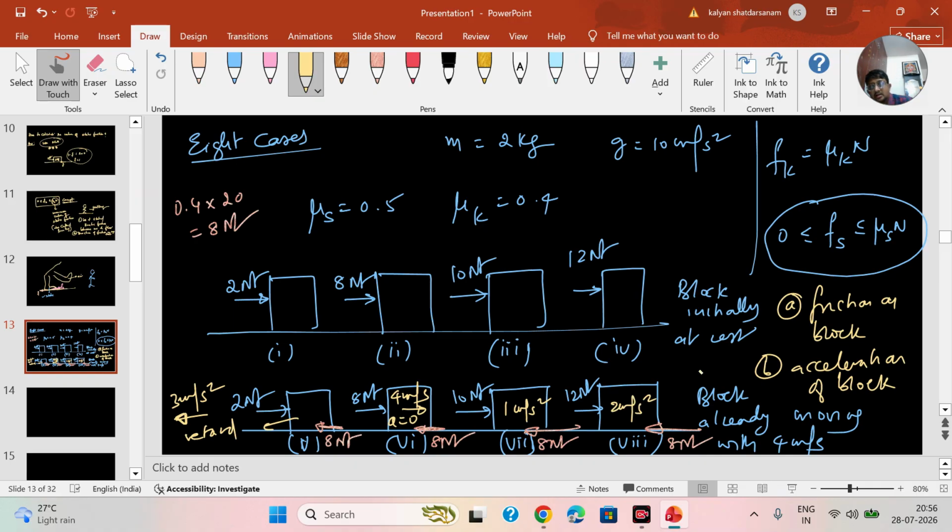So bottom four cases I got the friction and the acceleration matter set. The top four cases.